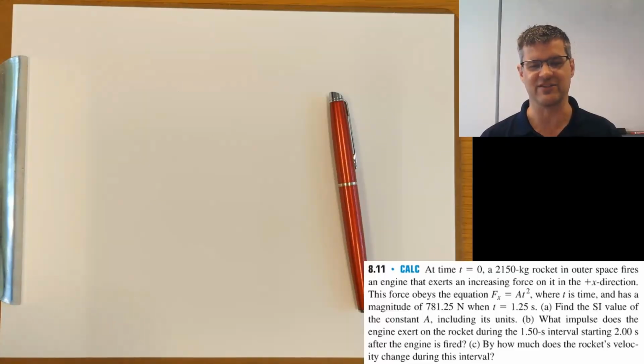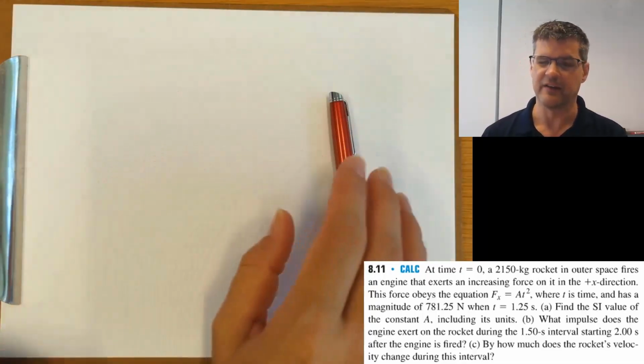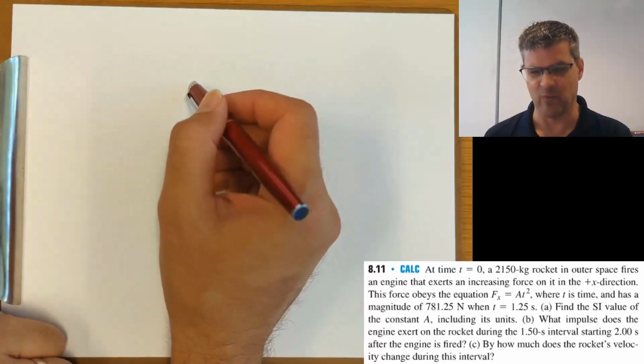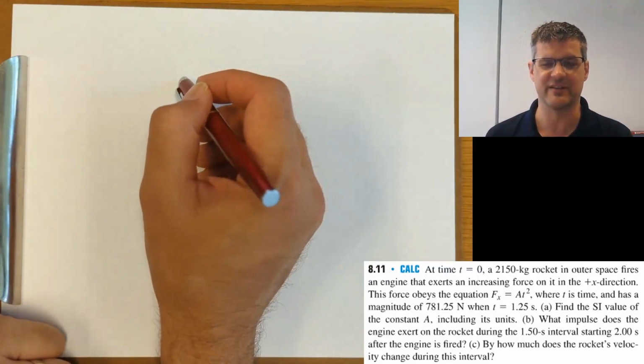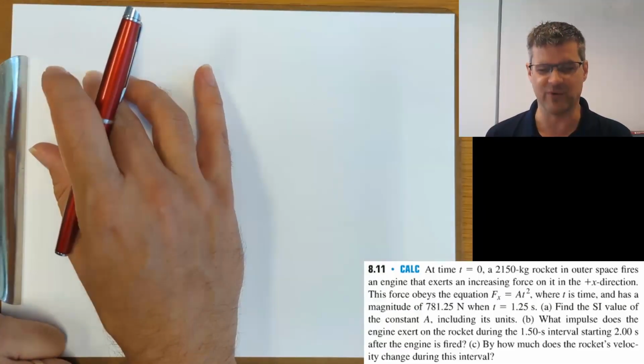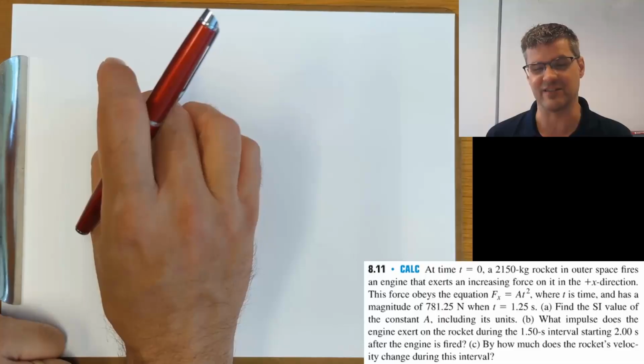In the problem, we're told that at time t equals 0, this massive rocket in outer space fires an engine that exerts an increasing force on it in the x direction. This force obeys the equation f sub x equals a t squared. T is the time, and a is just some constant. Now we're told at a particular time what the magnitude of the force is. And because at a particular time we know a particular force, we can calibrate this constant a.